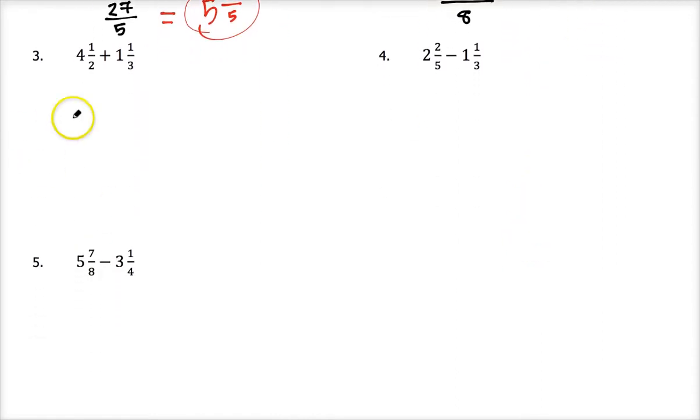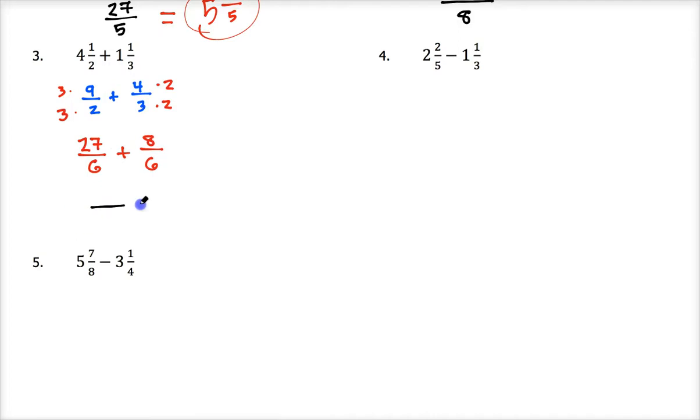Number 3, 4 1/2 plus 1 1/3. So as improper fractions, 4 1/2 becomes 9 over 2, and 1 1/3 becomes 4 over 3. I need a common denominator for 2 and 3. The LCM of 2 and 3 is 6. So I can convert 9 halves to 27 over 6. And then I can convert 4 thirds to 8 over 6.